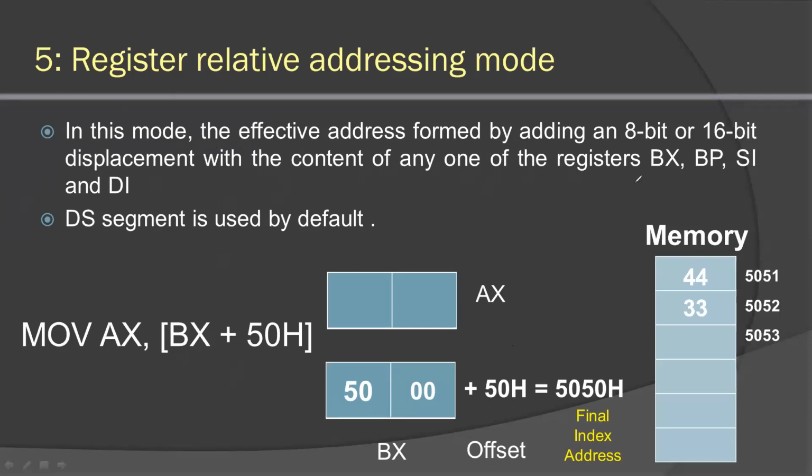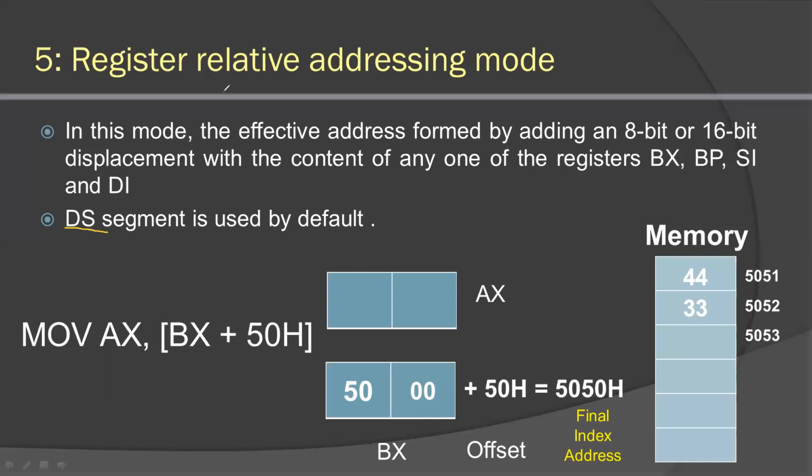With the content of any one of the register, the register which can be used is BX or BP or SI or DI. Any one register can be used. Other than these register, we cannot use any other register except these registers. Now, again, because the operand is always stored in the data segment, we consider that segment DS will be used. Now, in this example, move AX in bracket. Bracket means what? The value is address value, not the operand value. Okay, bracket means the value will be address value.